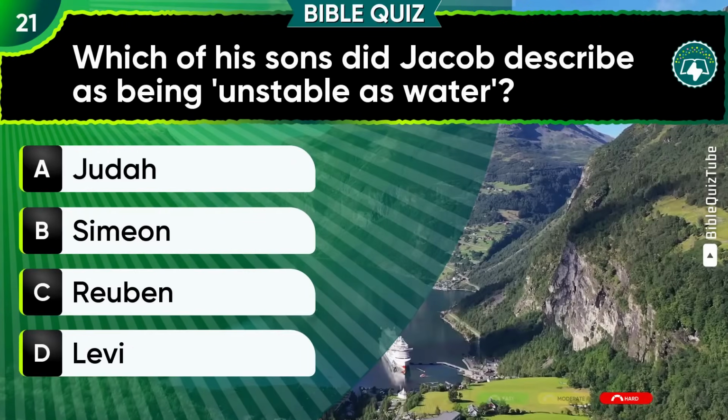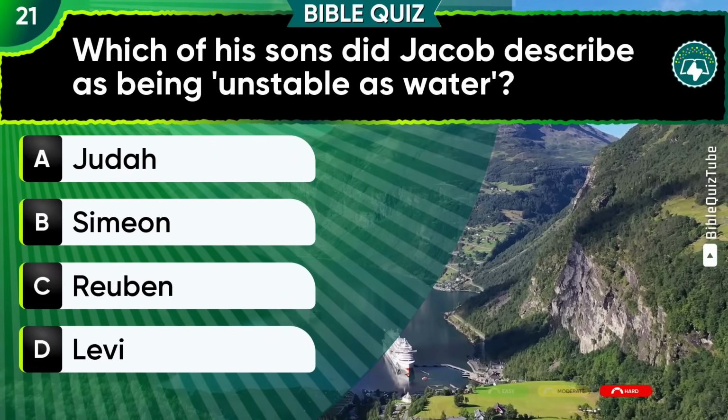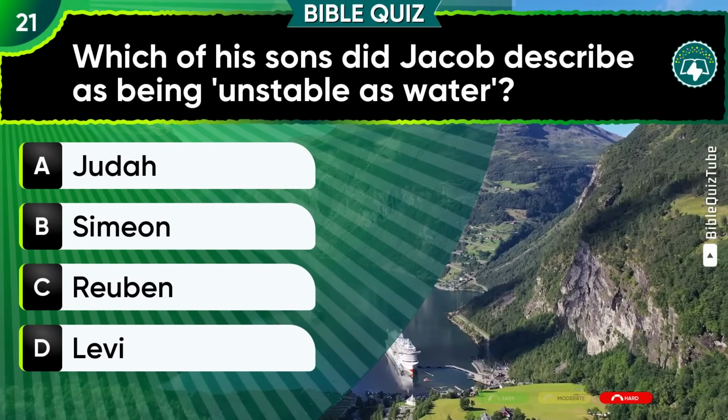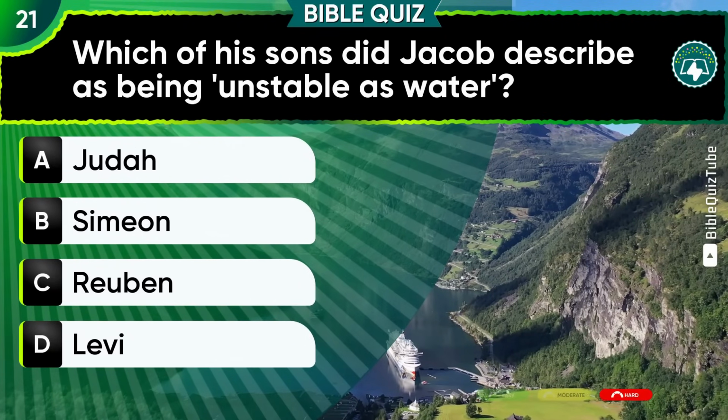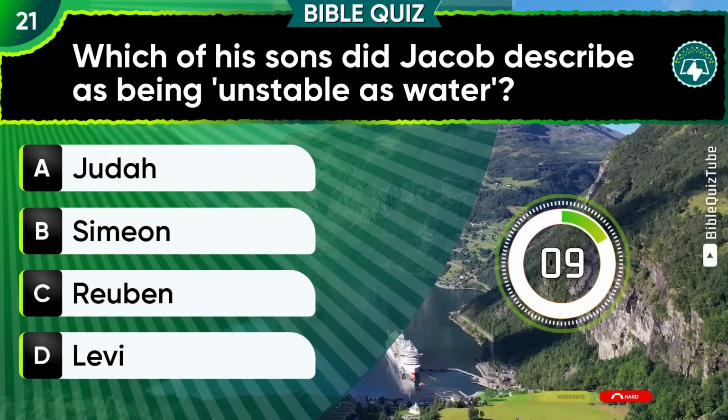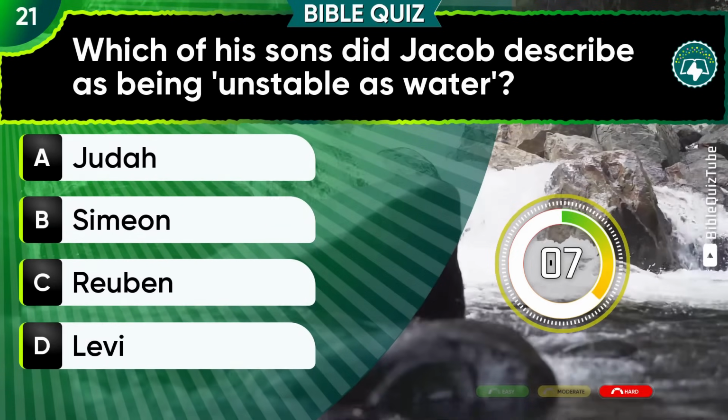Question 21. Which of his sons did Jacob describe as being unstable as water? A. Judah. B. Simeon. C. Reuben. D. Levi.